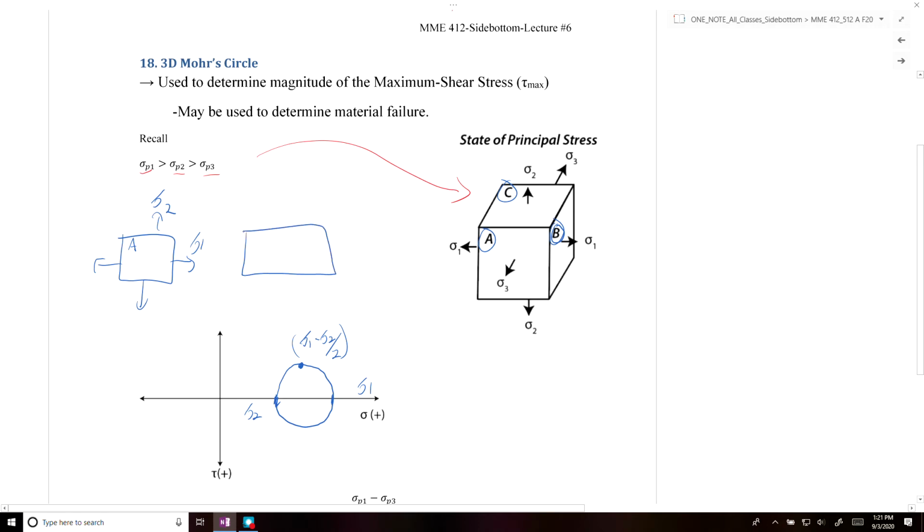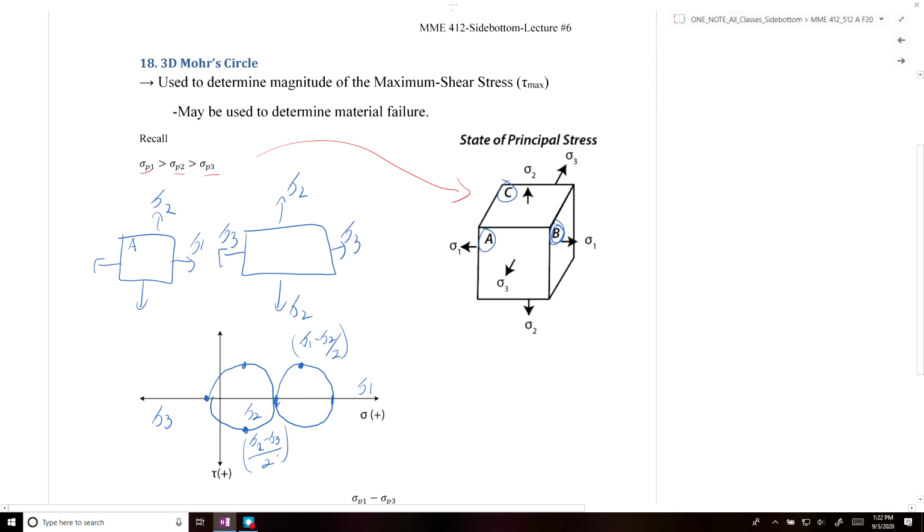For element B, the y direction is going to be sigma 2, and the x is going to be sigma 3. If we plot sigma 3 here, we can draw another Mohr circle for that stress, and our tau max in this case would be equal to sigma 2 minus sigma 3 over 2.